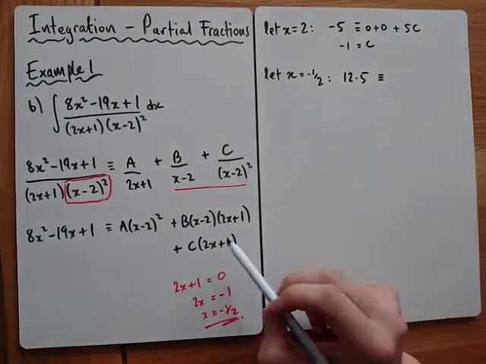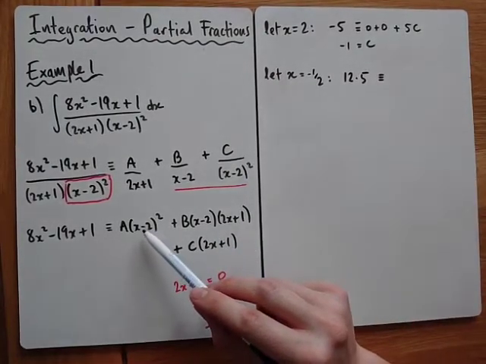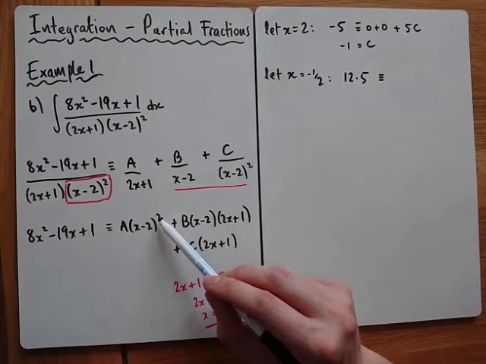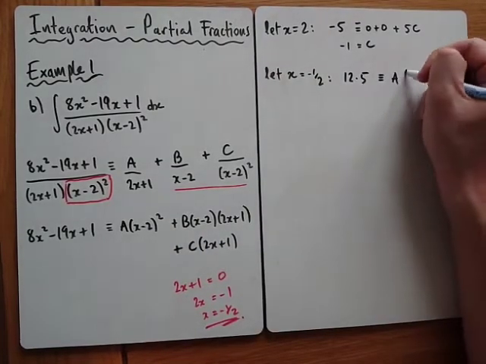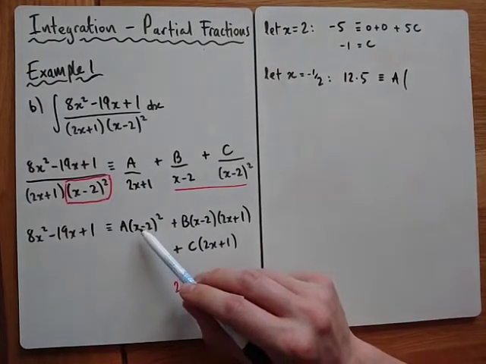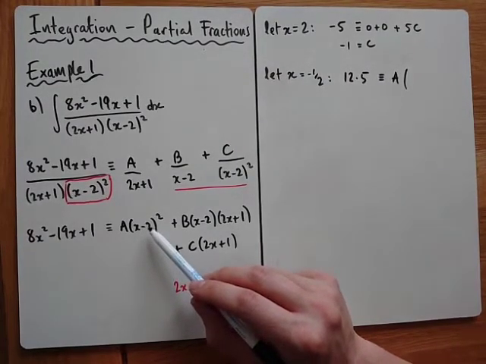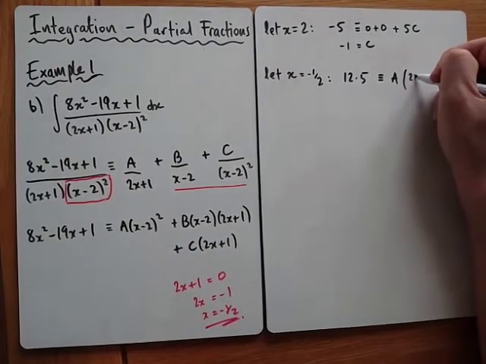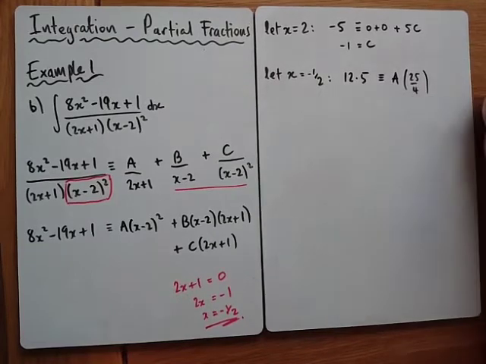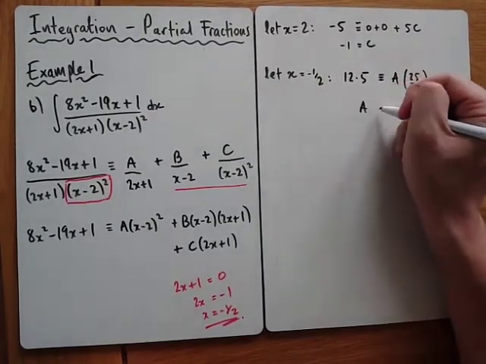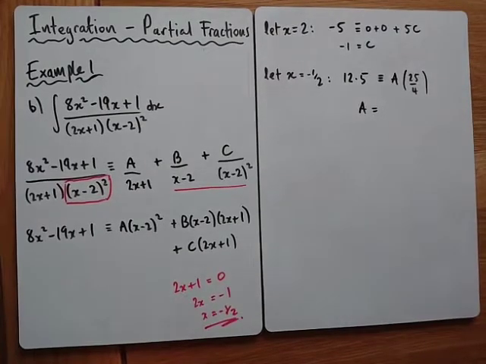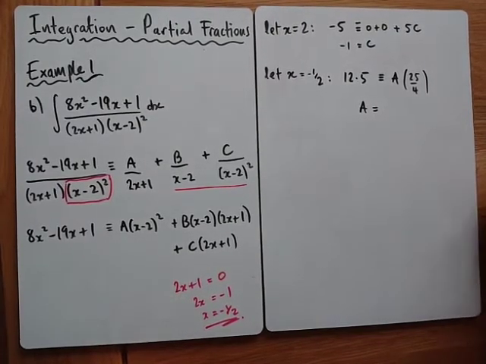Sub it into the right hand side. Now be careful when we sub it into this. Okay, so minus a half, minus 2, and then squared. So a would be multiplied by minus a half, minus 2, so minus 5 over 4 squared. And you square the negative, it becomes positive. So that would be 25 over 4. Solving this will give us a equals 2.